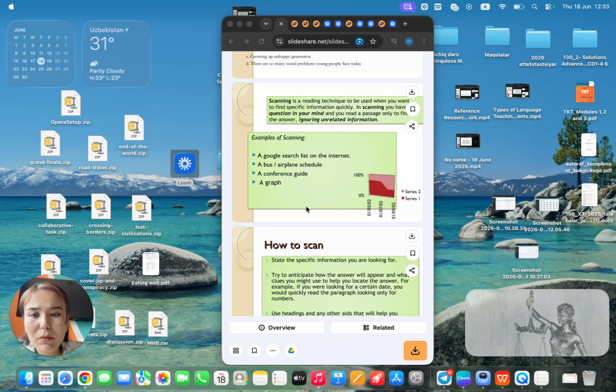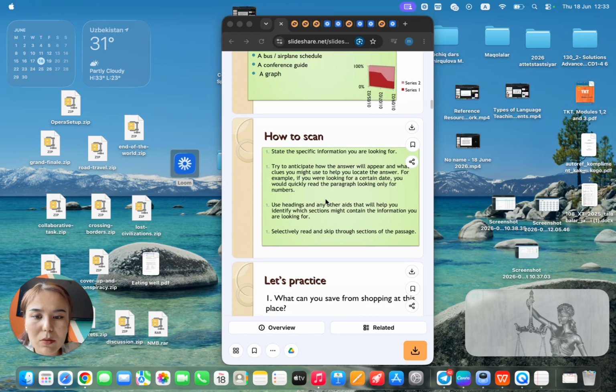So, a Google search list on the internet, a bus or airplane schedule, a conference guide or a graph. So there is a given picture also, with numbers. So we can do this one together also.